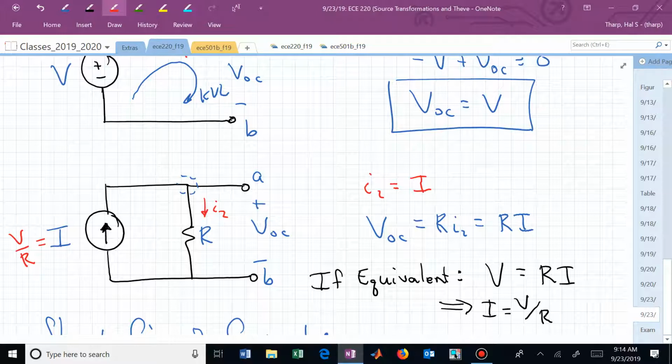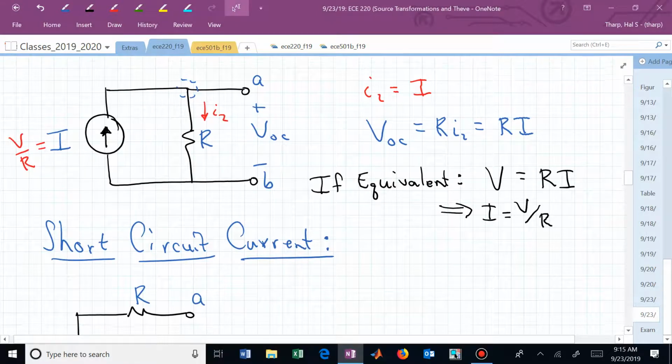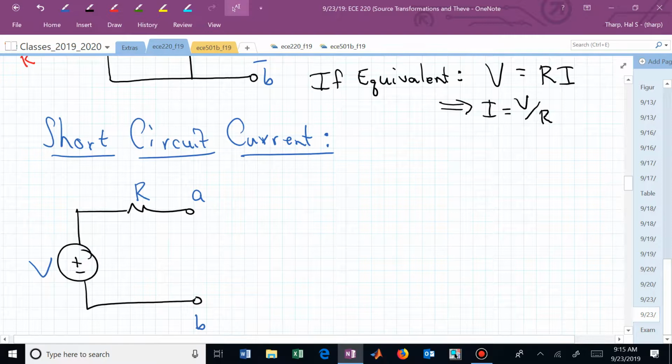Now, is that going to be the same when we start looking at the short circuit current? Let's now look at I short circuit 1. What is that?